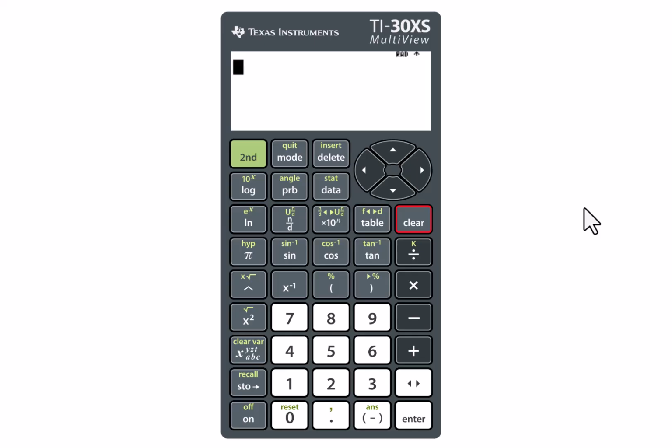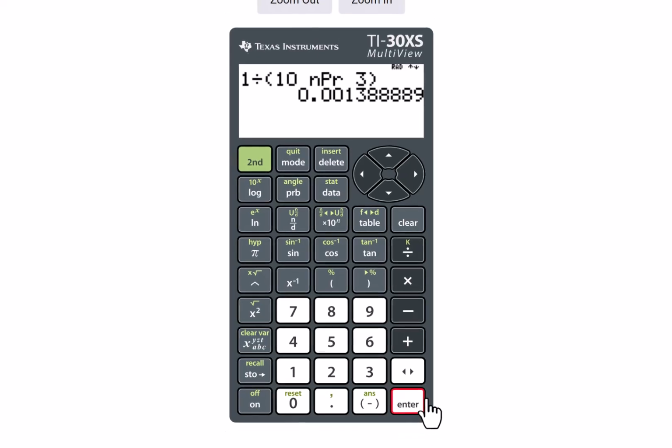I'm going to start with the TI 30XS. I know I need to do 1, and then I'm going to hit divide by. I'm going to put a parenthesis to help me keep track of what we're doing. I need to look at 10, and then the permutation, I hit the PRB button. The first choice is permutation, so we hit enter, and then I put a 3. I'm going to close the parenthesis and push enter. It gives me 0.0013888888. So I'm going to think of that as 0.0014.